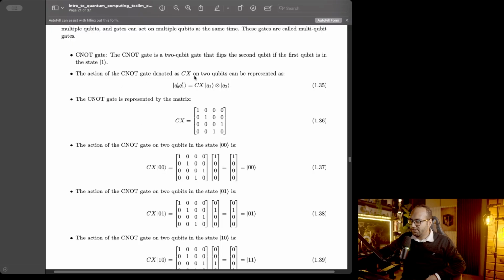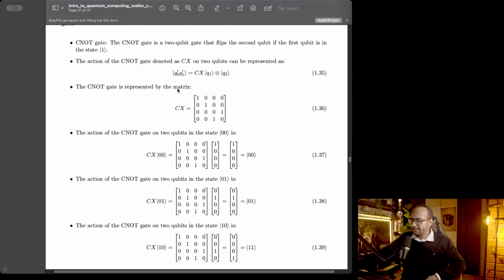So the action of the CNOT gate, denoted as Cx, on two qubits can be represented as Q0, Q1. So the Cx acts on Q0 and Q1. The subscripts need to be adapted here to 0 and 1. Okay, so we have the CNOT gate represented by this matrix.